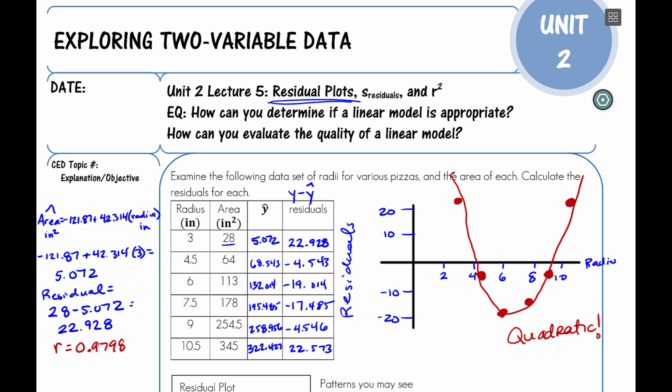Well, stop to think about what our two variables were. Radius and area. The pizza is going to be a circle, right? And the area of a circle is pi r squared. It is not a linear relationship at all. It is a quadratic relationship. So it's no wonder that our residual plot actually shows us a quadratic relationship.